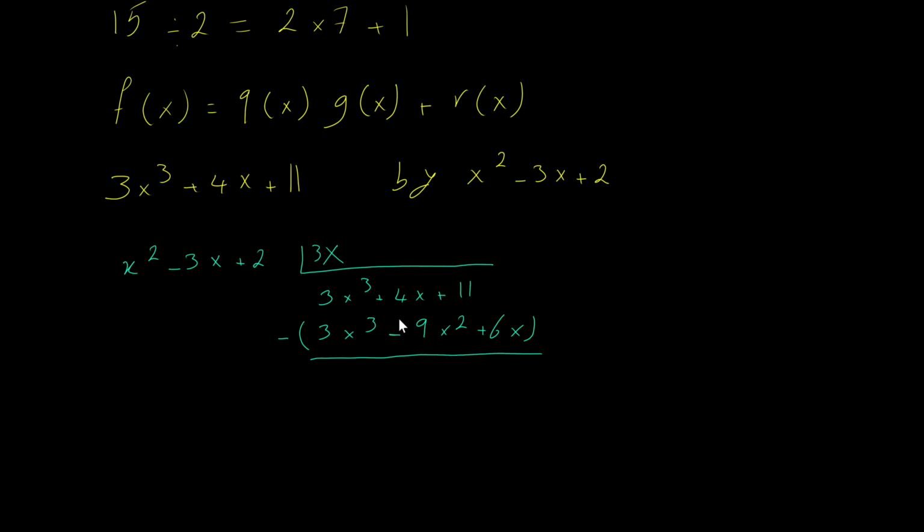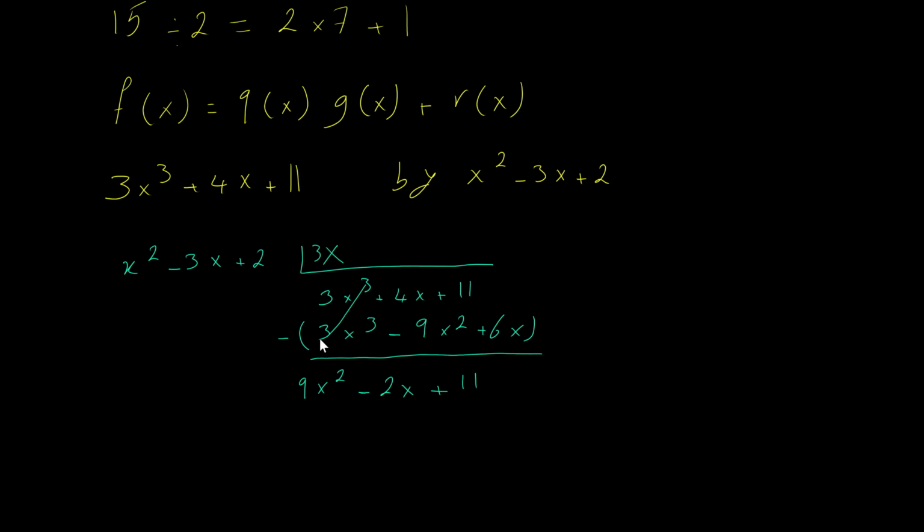So the first one, that's what we were looking to get canceled. 3x to the third, 3x to the third gets canceled. Now we have a second degree and a first degree, but here we only have a first degree and a number. So when we do the subtraction, that's a negative multiplied by a negative, we get 9x squared. Then the 6x and 4x get added. So it becomes negative, so it's going to be minus 2x and then plus 11.